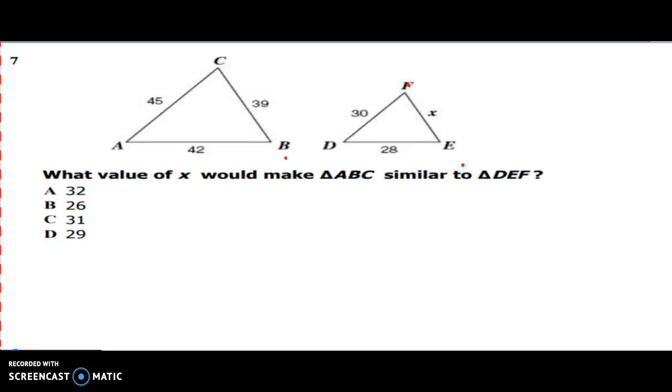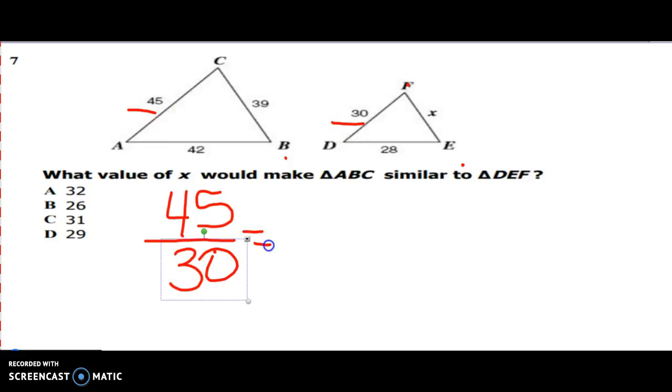So I'm just going to compare 45 to 30. And then I'm going to compare 39. And this is what I need to find. So that's why I had to include X. You could have just used 42/30 and 28. So 42/28 would have been the same thing.